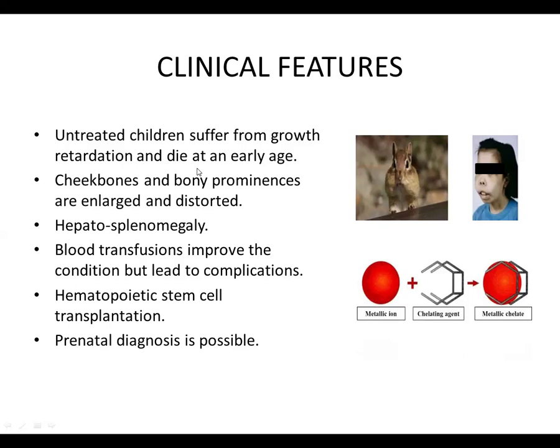In cases of frequent blood transfusions, these individuals are given chelating agents. Chelating agents basically bind to the metallic ion, which is iron in this case, and then they promote the removal of excess iron from the body, so that the iron does not get accumulated within the body and does not get stored within the vital organs.